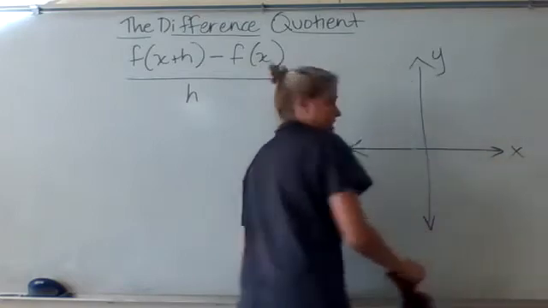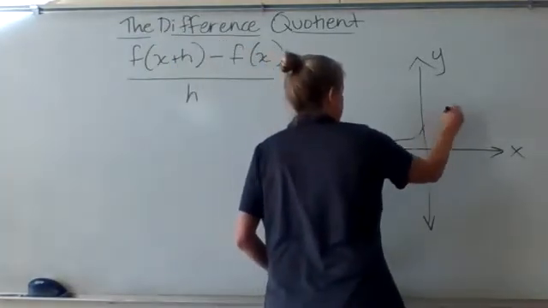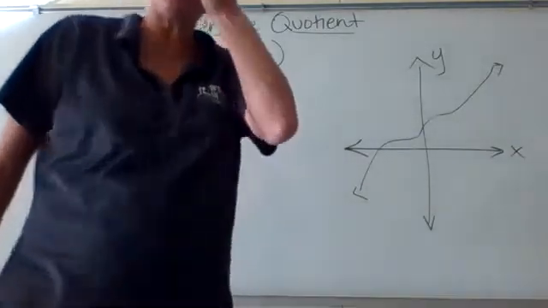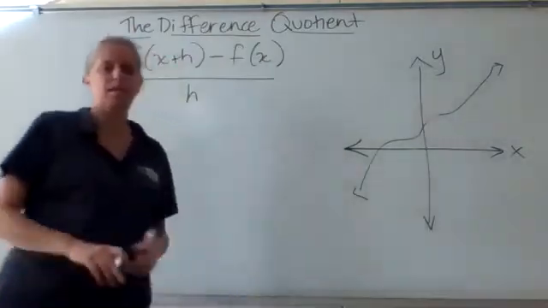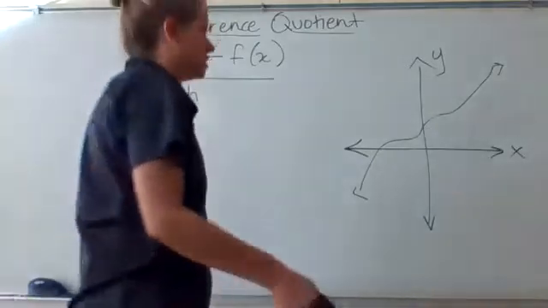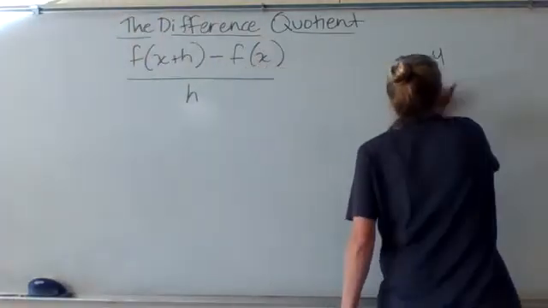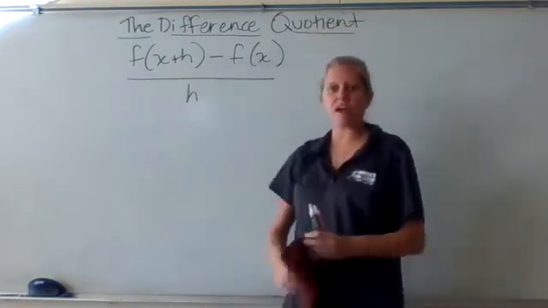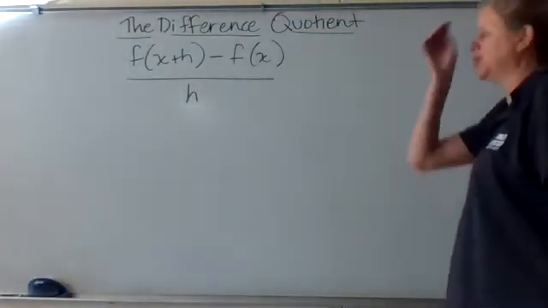your graph is not a straight line. Say it's something like this. And you want to find the average slope of that. That's what this formula is going to help you find. Okay, so we're just going to learn how to use it in this class, how to plug in and find and use the difference quotient. Okay, the difference quotient is f of x plus h minus f of x, over h.